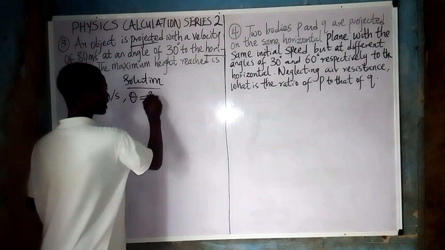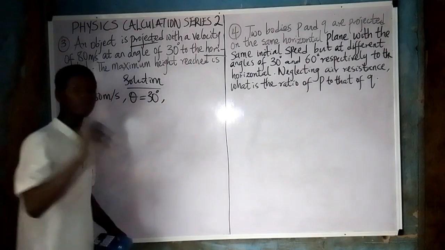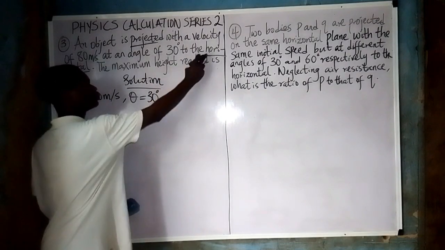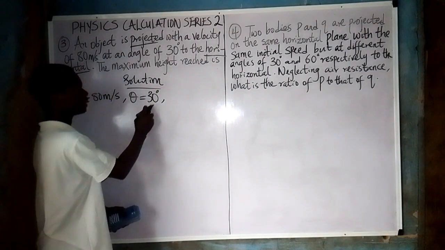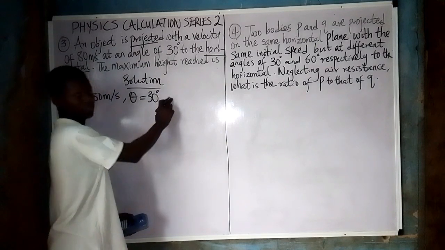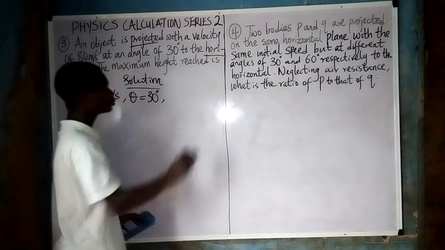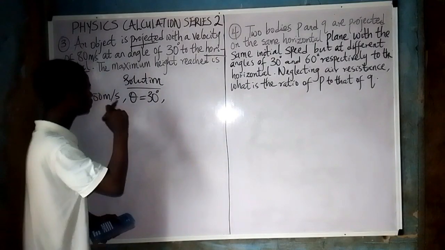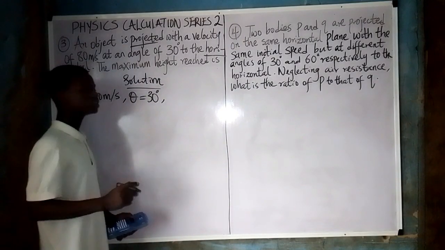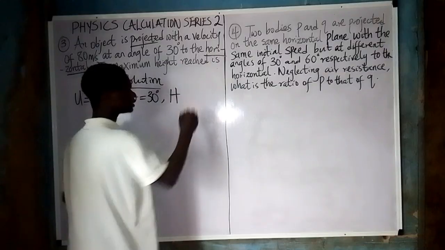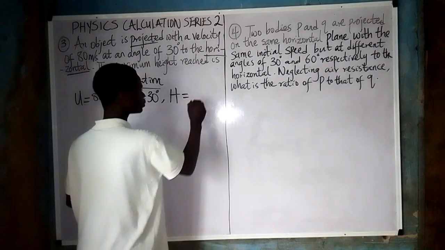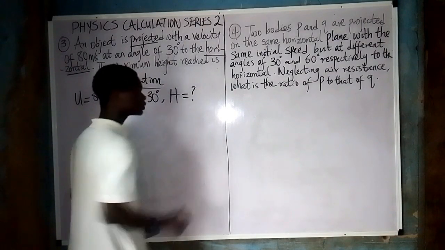We'll say 30 degrees. And what did I say? If they had said 30 degrees to the vertical, what should I have written here? 90 minus 30, then that will now give us 60. Is that the 60 I will now work with? Or it was to the horizontal. Then what is the question? The maximum height reached is, so maximum height, which is capital H in this question, is unknown. That is what we are going to be finding.